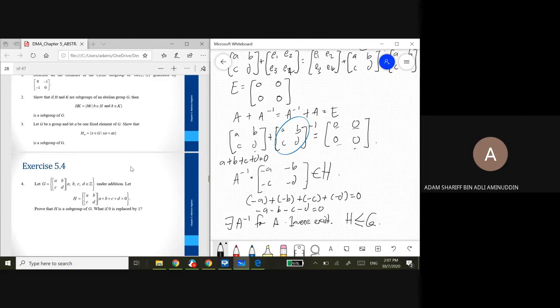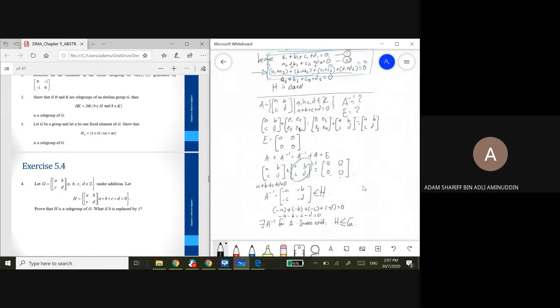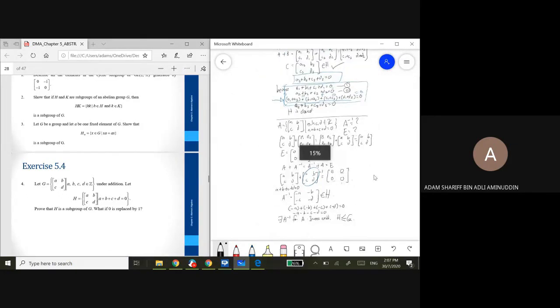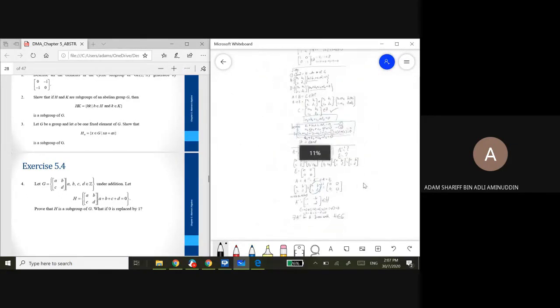Any question regarding this exercise 5.4? It has one more question actually. What if 0 is replaced by 1? I just tell you the answer, the final conclusion is that H will not be a subgroup. The point right now is whether you can put your argument nicely. Okay, let's see the whole argument for this question that I put. Oh, panjangnya. Wah, panjangnya.